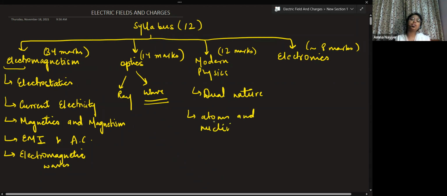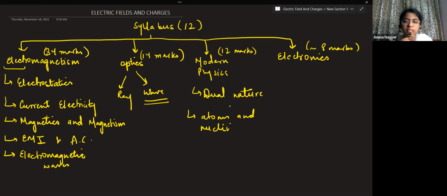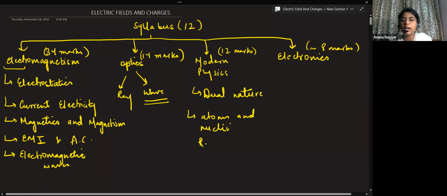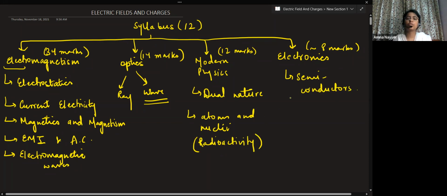Dual nature and atoms are majorly related to your structure of atom chapter, that you have studied in your chemistry classes in 11th. The topic that is different and new is radioactivity, which is included in nuclei. So radioactivity is entirely a new topic for you. And in electronics, we have one single chapter, that is semiconductors. So this is a general overview of your syllabus for class 12.